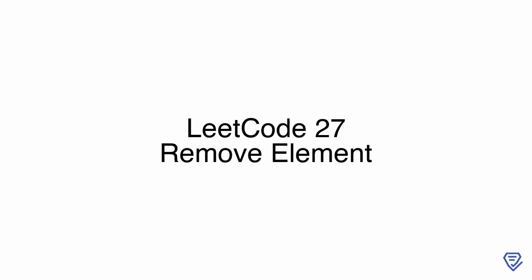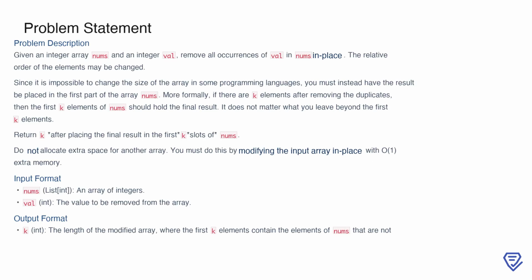Let's dive right in. In this problem, we are tasked with removing all occurrences of a specified value, called val, from a given integer array nums. The operation must be performed in place, meaning we cannot allocate any extra space for another array. After removing the occurrences of val, the remaining elements should occupy the first part of the array.